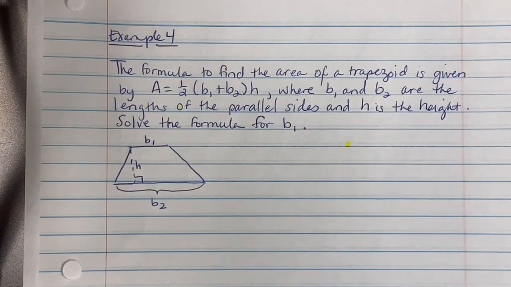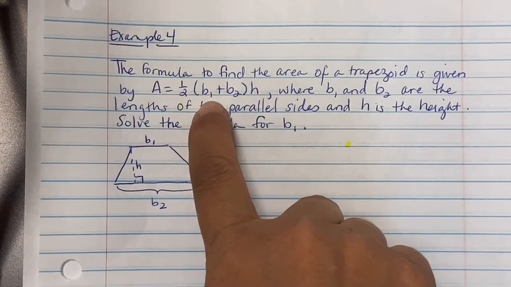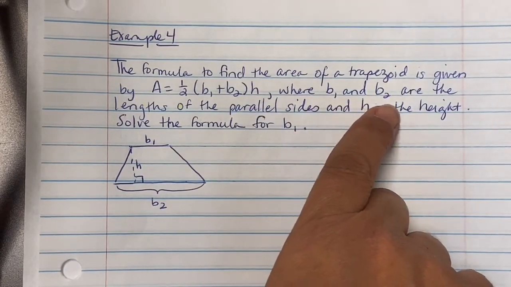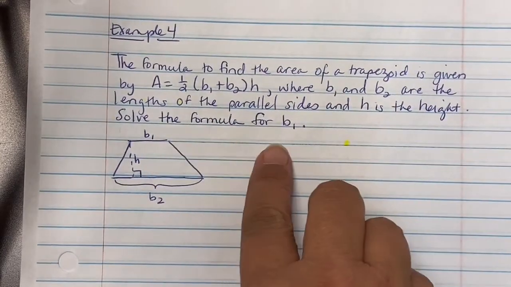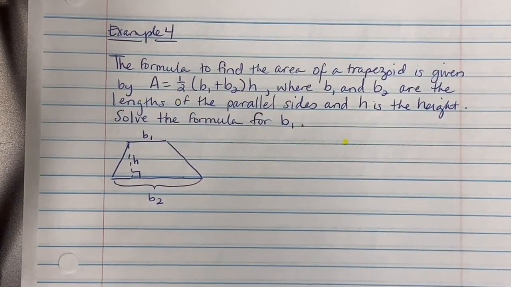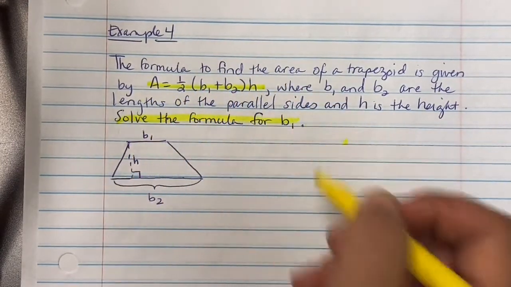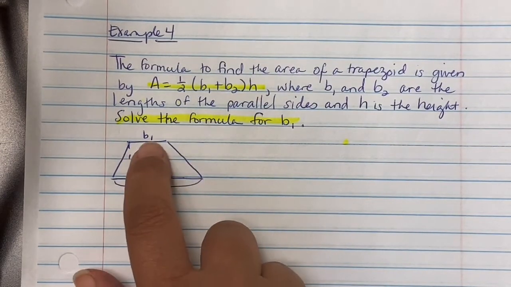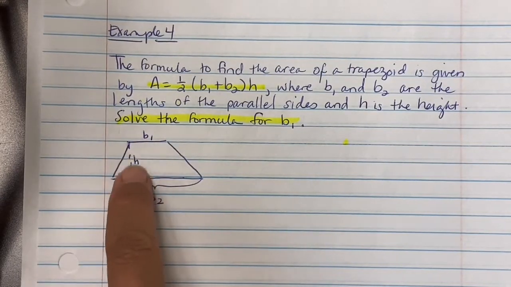Example 4. It says the formula to find the area of a trapezoid is given by A equal to 1/2, parentheses, b sub 1 plus b sub 2, close the parentheses, times h, where b sub 1 and b sub 2 are the lengths of the parallel sides and h is the height. Solve the formula for b sub 1. So they gave us a formula and they want you to solve for b sub 1. I gave you a sketch of what a trapezoid looks like. Base 1 and base 2 are your parallel sides, and then the height. You'll know it's a height because it always has a 90-degree mark in the corner.